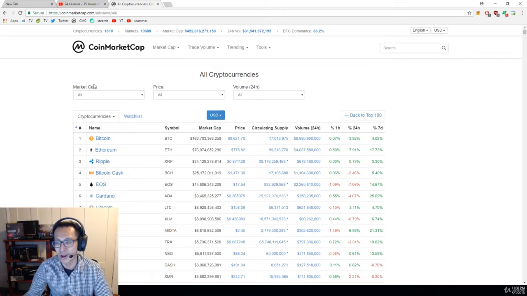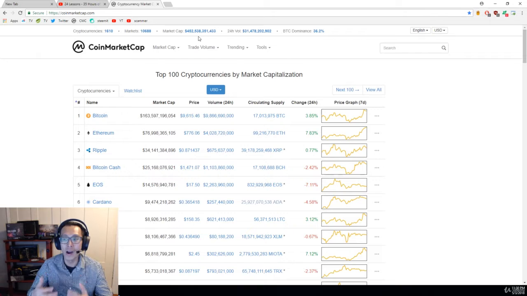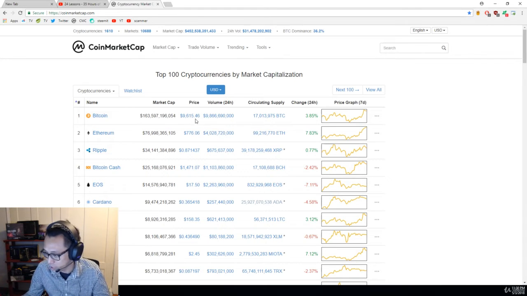Now, the next thing we want to focus on is what the coin market cap refers to. The market cap here, with this big number, refers to the entire market capitalization of all cryptocurrencies. Every single coin has a valuation, and the valuation is based on how many coins there are multiplied by the price of each coin. For example, if you take the price of Bitcoin and multiply it by the circulating supply, this is how you generate this market cap. If you take the market cap of every single coin, that is how you generate the market capitalization of all cryptocurrencies.